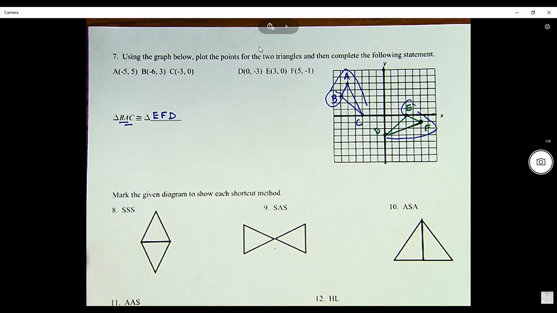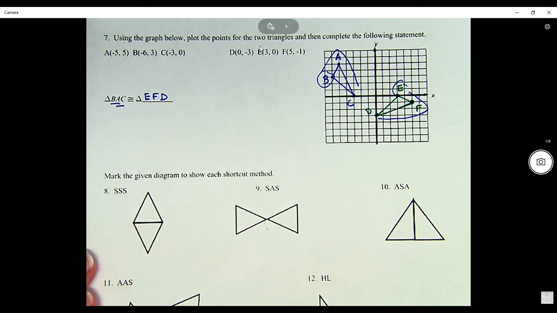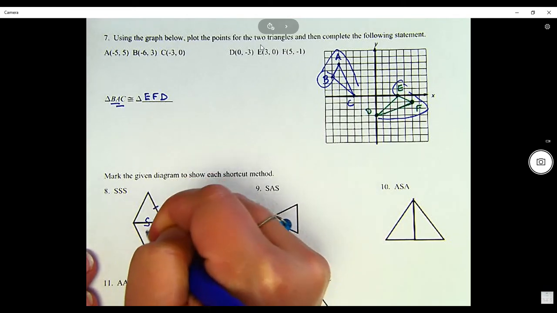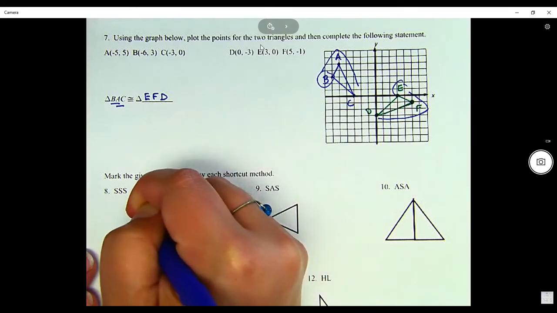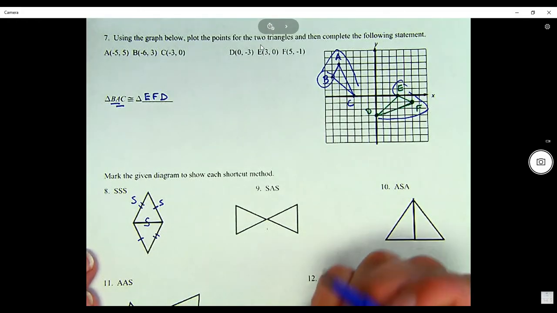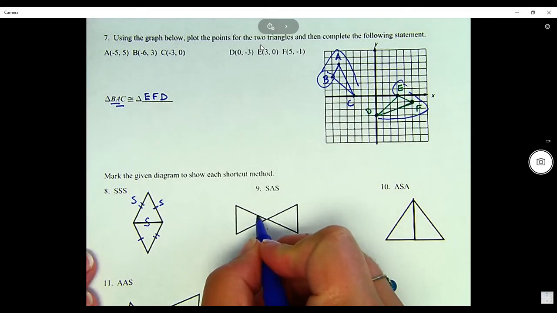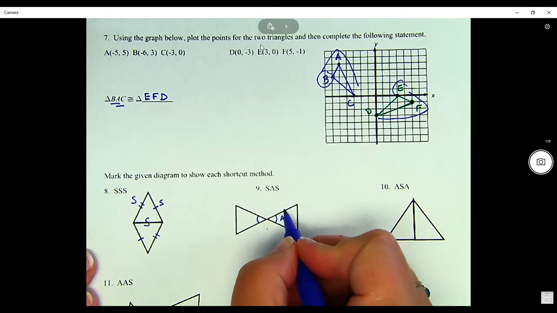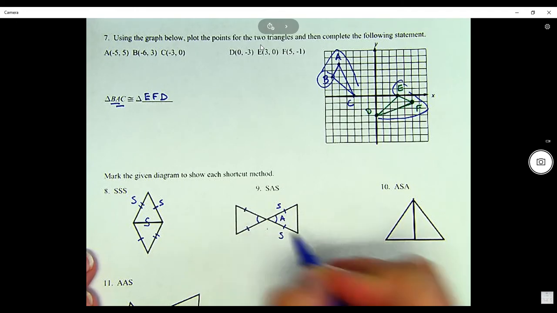All right, let's look at number 8. Mark the given diagram to show each shortcut method. So side, side, side. If these triangles were congruent, we would have to have this marked as a side. You would need to have one of these sides marked and one of these sides marked. So side, side, side. For side angle side, they have to have an angle that's congruent. Now, because we have vertical angles here, we already know that this angle is congruent. And so the sides on either one of those could be congruent. Side, angle, side.